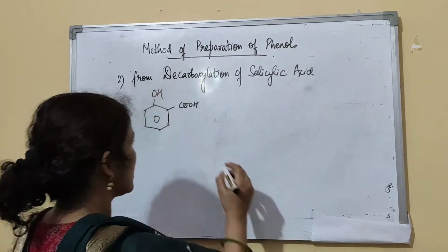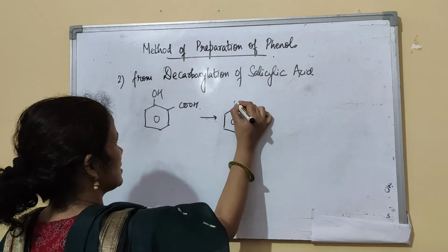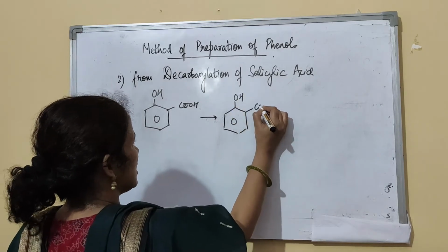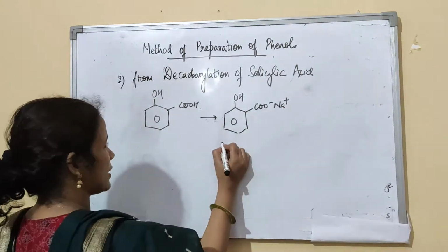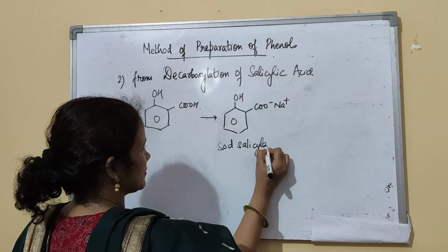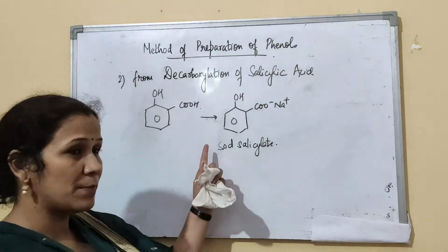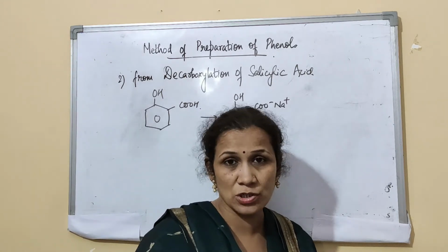Now if you treat it with sodium, this will get converted to a salt. So the salt is OH, COONa. The salt is known as sodium salicylate. Now we'll be using this sodium salicylate and we will be doing decarboxylation reaction.